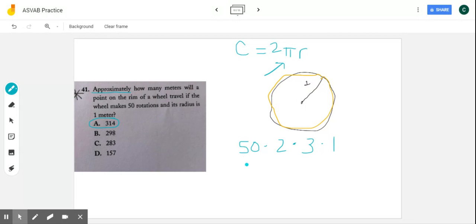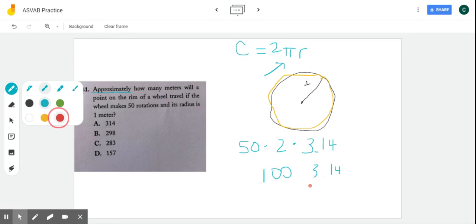There we go. Just to show, let's actually, for pi, use 3.14 just to double check our answer, because some of those answers are pretty close to 300. So 50 times 2 is 100 times 3.14. And remember, when we multiply by 100, we just move the decimal to the right 2 places. So if we move that decimal to the right, we end up with 314. So I feel pretty good about option A.